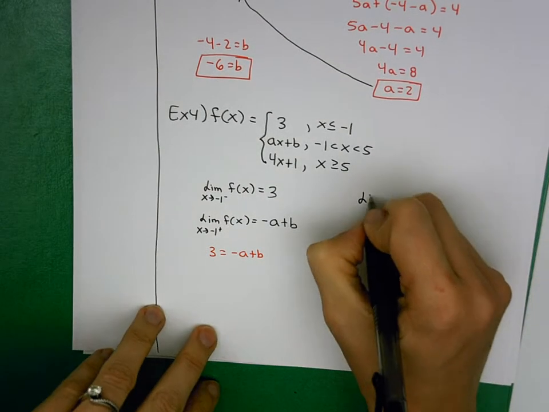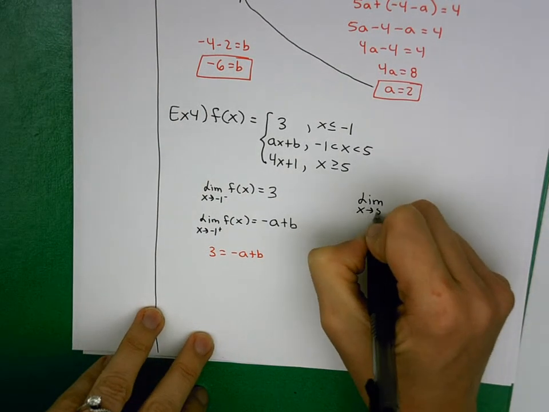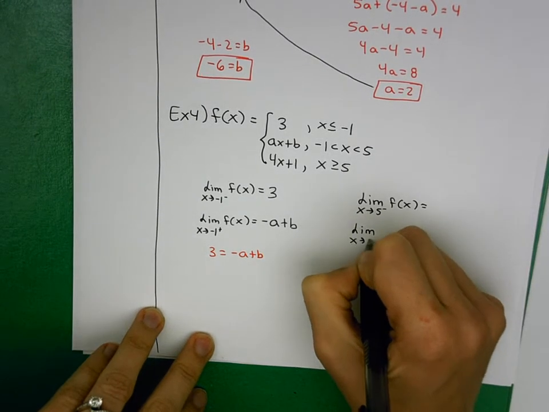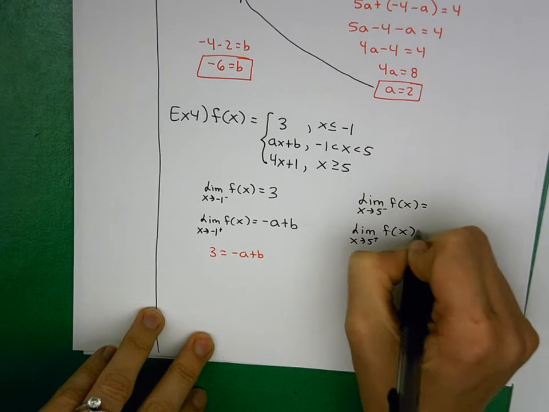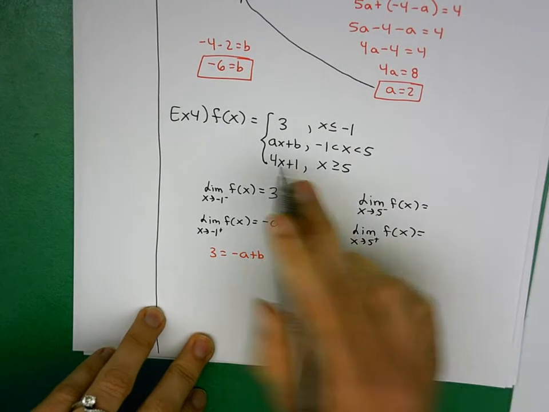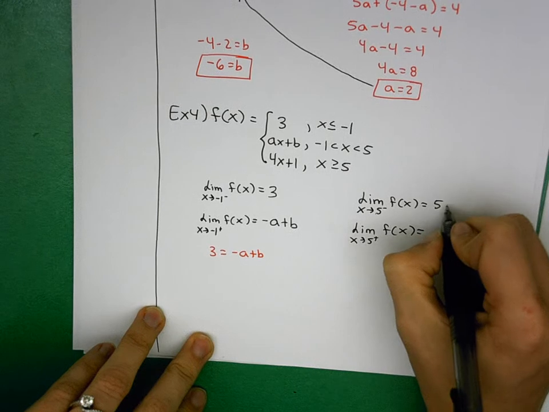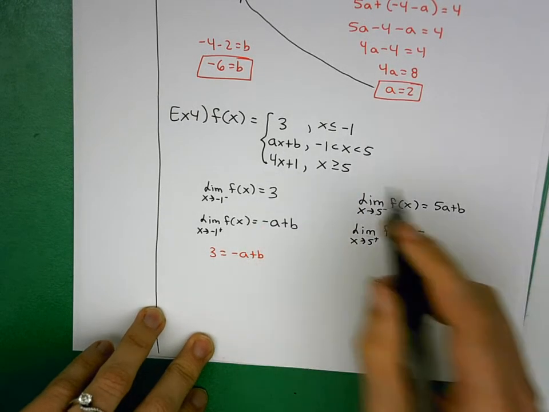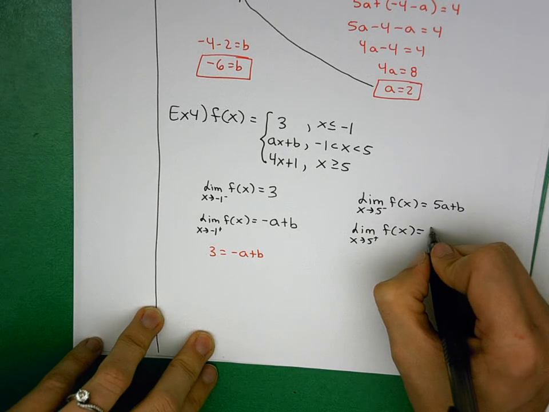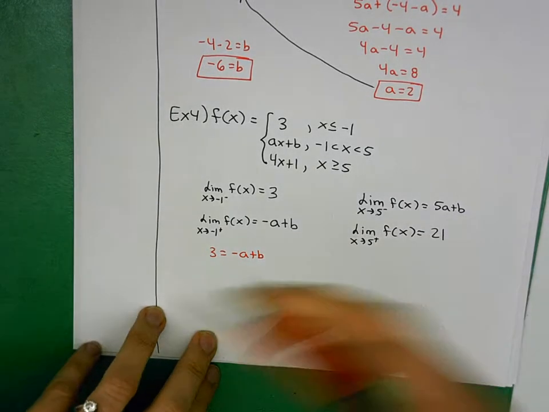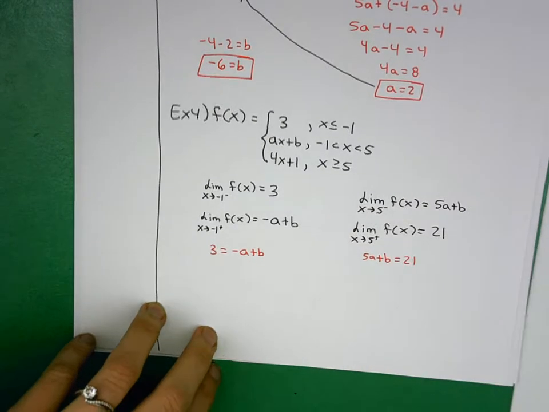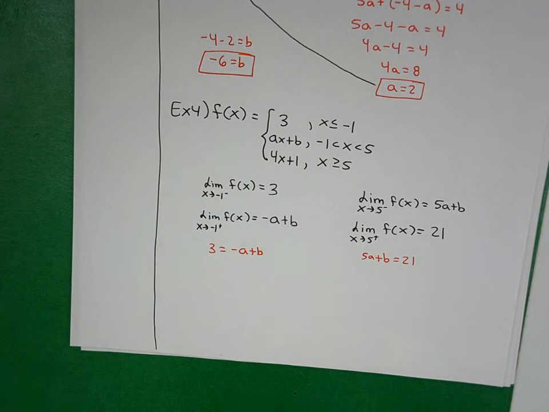Okay, second set: the limit as x approaches 5 from the left, and the limit as x approaches 5 from the right. From the left for 5 is this middle function, a times my x, which is 5, so 5a plus b. From the right is this bottom function, which is 4 times my x, or 4 times my 5, which is 20 plus 1, so 21. And so 5a plus b equals 21.